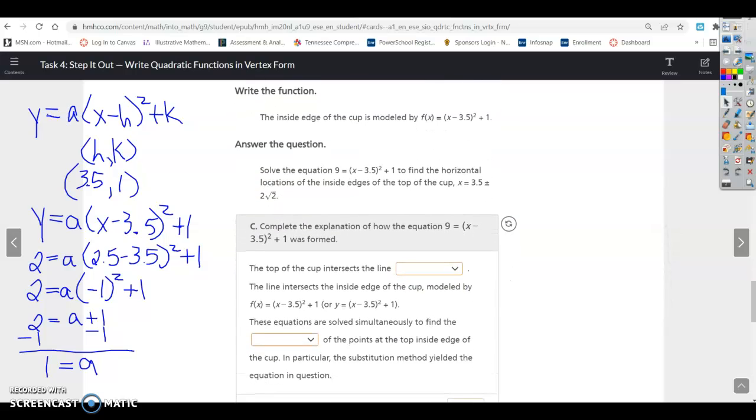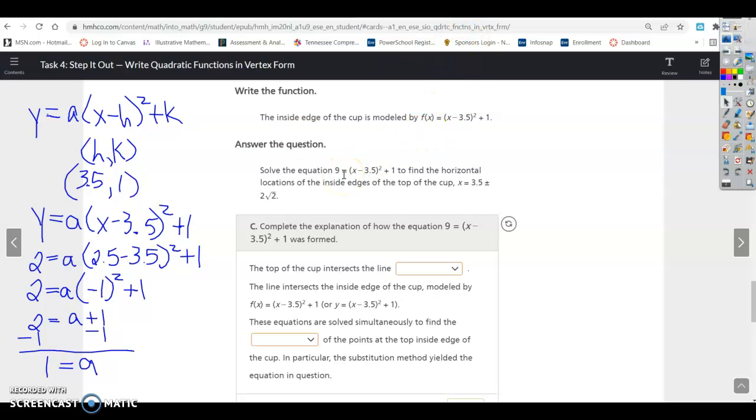All right, write the function. All right, so again, we're trying to write the function. So the inside edge of the cup is modeled by f of x equals x minus 3.5 squared plus 1. All right, so why is this our function now? Because a was 1, and when it's 1, it's assumed to be there. You don't have to have a number there. So that's why there's no a value. It's just 1, and anytime there's no number, it's assumed to be a 1.